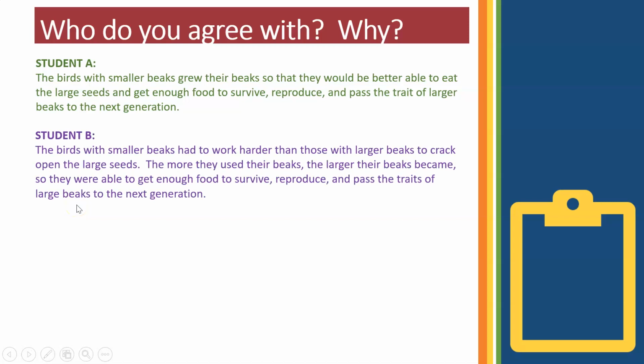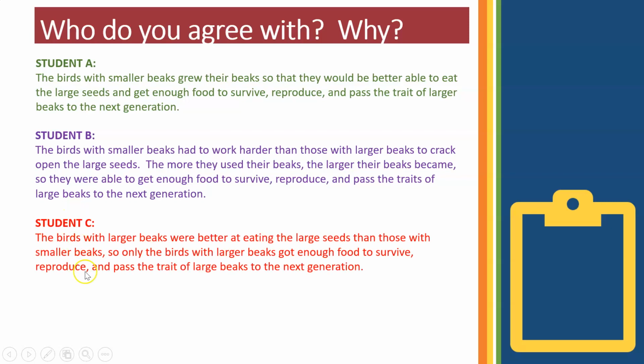Student B said, the birds with smaller beaks had to work harder than those with larger beaks to crack open the large seeds. The more they used their beaks, the larger their beaks became. So they were able to get enough food to survive, reproduce, and pass the traits of large beaks to the next generation. Student C said, the birds with large beaks were better at eating the large seeds than those with smaller beaks, so only the birds with larger beaks got enough food to survive, reproduce, and pass the trait of large beaks to the next generation.